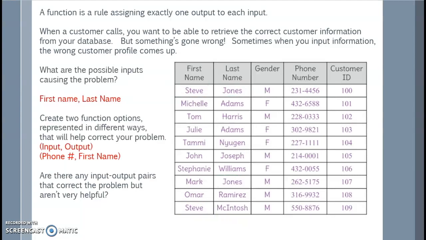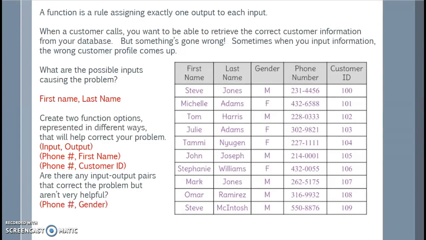Instead, as an input value and output value, I could use the phone numbers. As I look down the phone number column, I see that there are no phone numbers that are the same. Therefore, an output could be a first name. Or I could do a phone number as the input and output the customer ID, since each customer ID is unique.